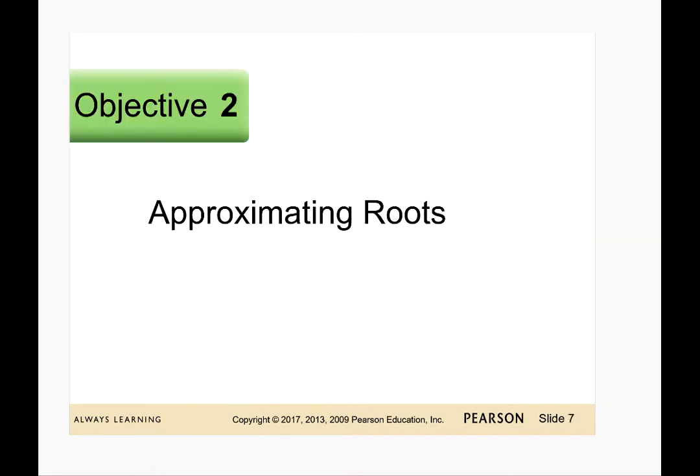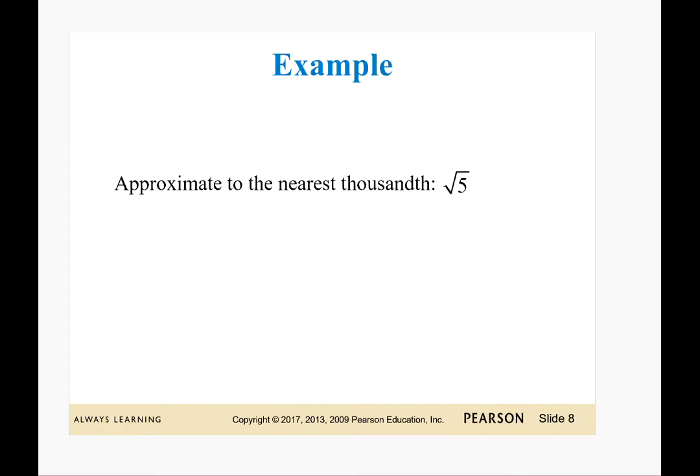All right, objective number 2, you are definitely going to need your calculator for this. So I hope everybody has their scientific calculators with them, because I'm going to ask you to do some of this on the test as well. All right, so they want you to approximate to the nearest thousandth what the square root of 5 is. So the first thing I'm going to have to do is put the square root of 5 in my calculator. And when I do that and press enter, I get 2.23.